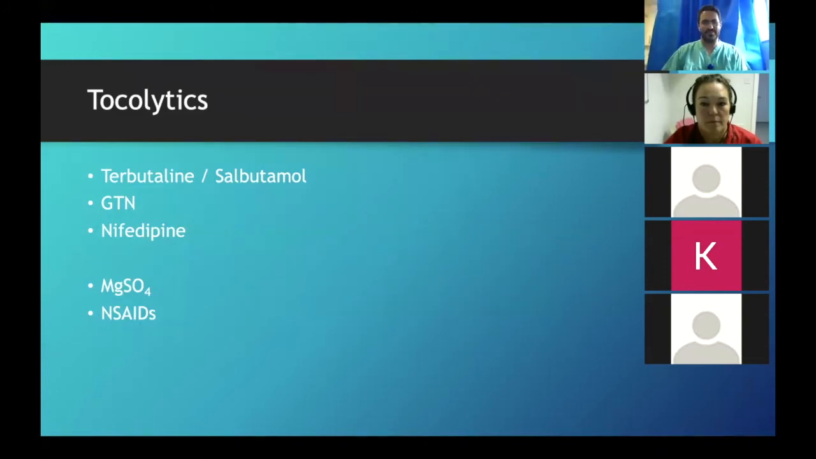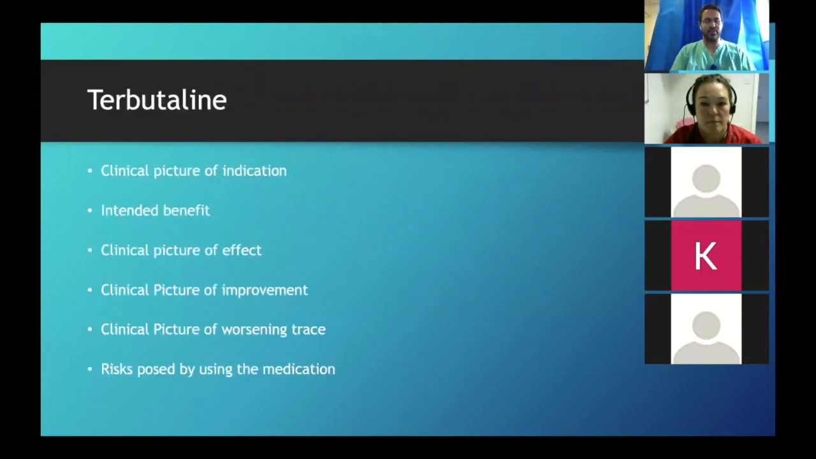Yes. Okay. So when we're saying about the indication, let's talk about terbutaline. So the indication here is potentially fetal distress or hyperstimulation. The intended benefit is that we're expecting that the contractions start spacing out. Yeah. The clinical picture of the effect is that you're going to start seeing on the TOCO the contractions spacing out, and hopefully reversal of your hypoxia. Yes. Now, when it comes to terbutaline, there's a very important thing that you need to look out for.